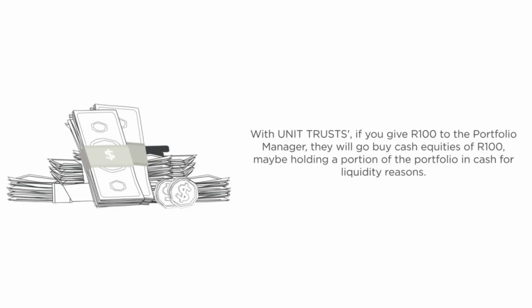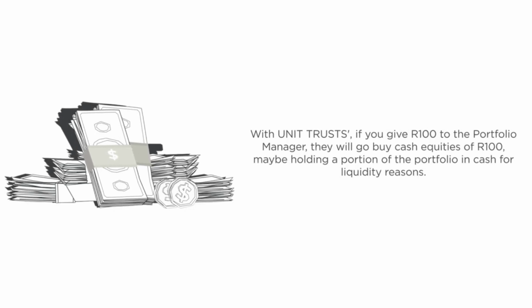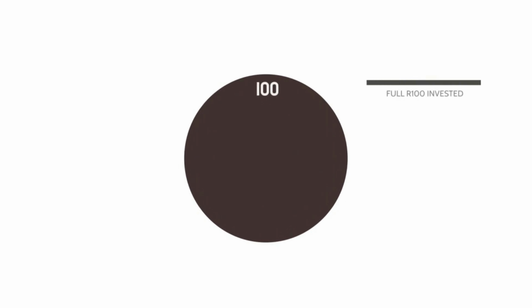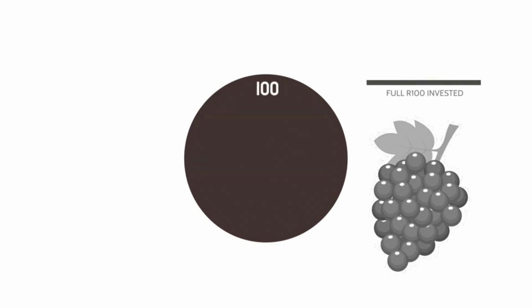In unit trusts, if you give 100 Rand to a portfolio manager, they will go buy cash equities of 100 Rand, maybe holding a portion of the portfolio in cash for liquidity reasons. Using our grapes example in the strategies video, this would represent holding 100 Rands worth of physical grapes.